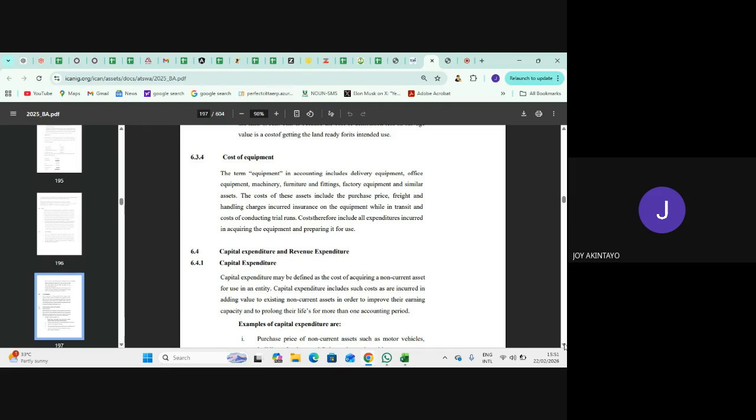Are we together? Now let's quickly look at capital expenditure and revenue expenditure.